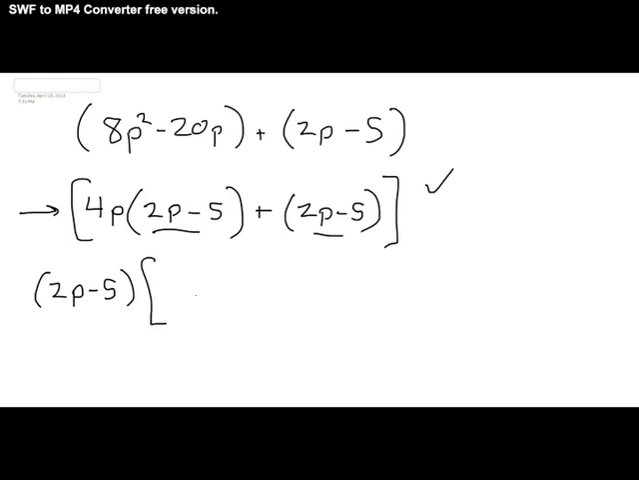Well, what's going to be left inside? Well, if I divide out 2p minus 5 from this monomial, all that's going to be left is 4p. What happens if I factor it out from this monomial? Well, anything divided by itself is just 1. So we're going to get 4p plus 1 onto 2p minus 5. And this is the factored form.